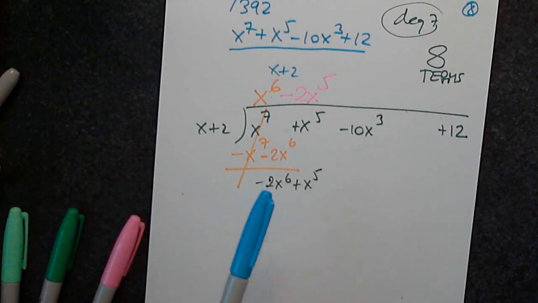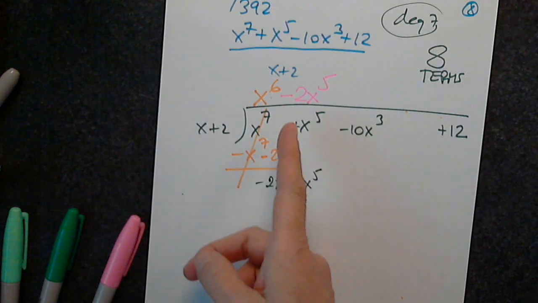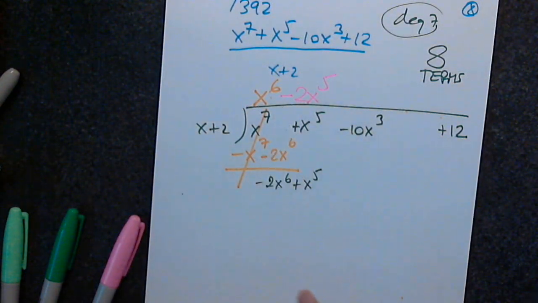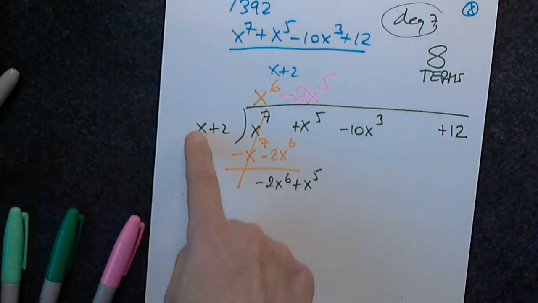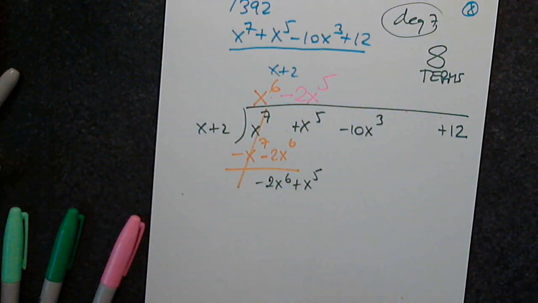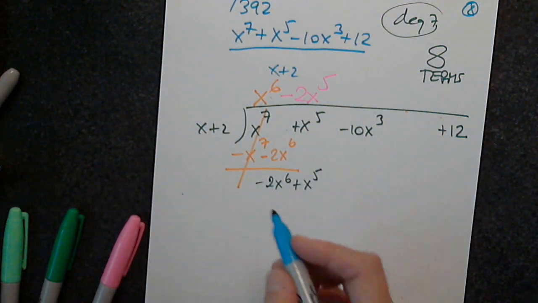X multiplied by what is negative 2x to the 6th? Right? We have it. Oh, we already have it. See, if you slow me down, I forget what I'm doing. So negative 2x to the 5th times x, we have to distribute now. Negative 2x to the 5th times x is negative 2x to the 6th. Okay, positive.